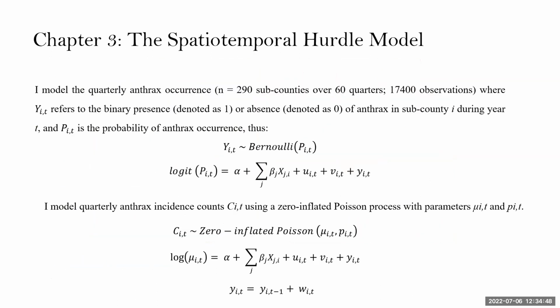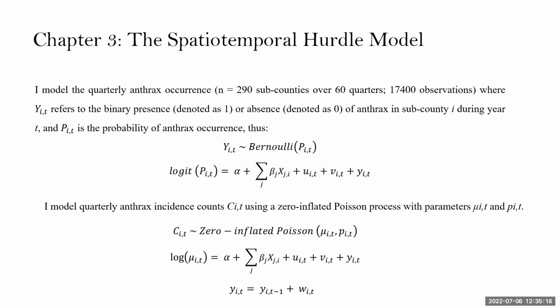So I employed a two-stage modeling approach using the hurdle model distribution to separately model anthrax occurrence, presence or absence, across all sub-counties via logistic regression, and incidence counts using a zero-inflated Poisson distribution. I modeled the quarterly anthrax incidence. So basically I had 17,400 observations. This is 290 sub-counties over 60 quarters.